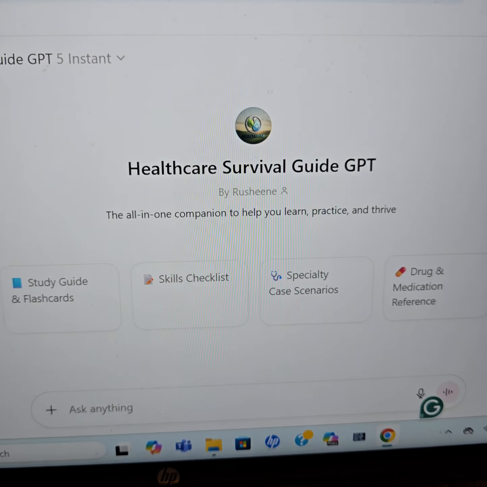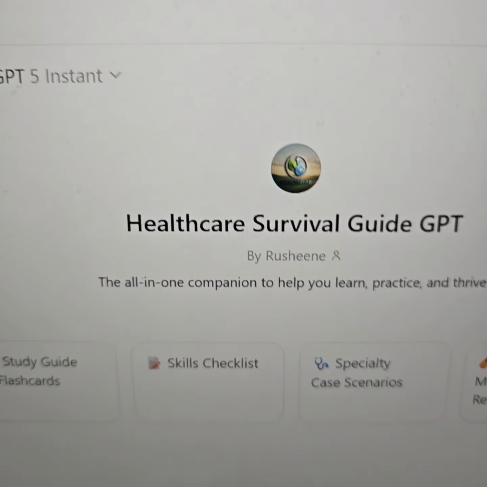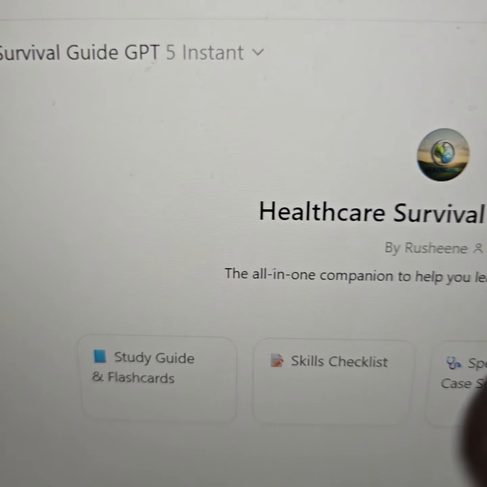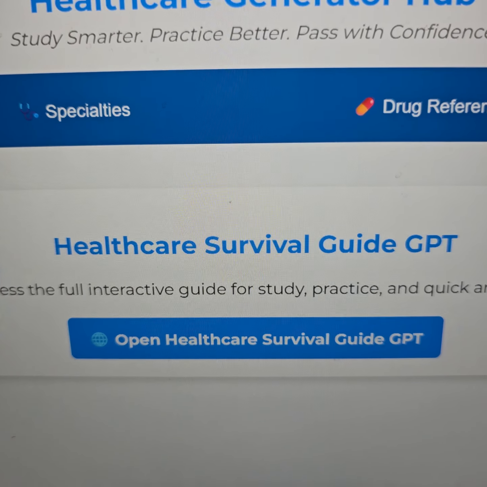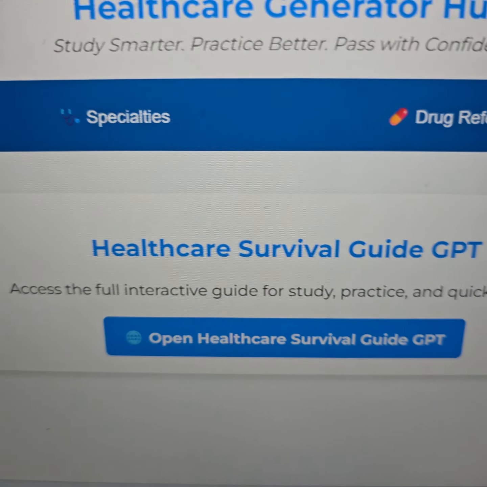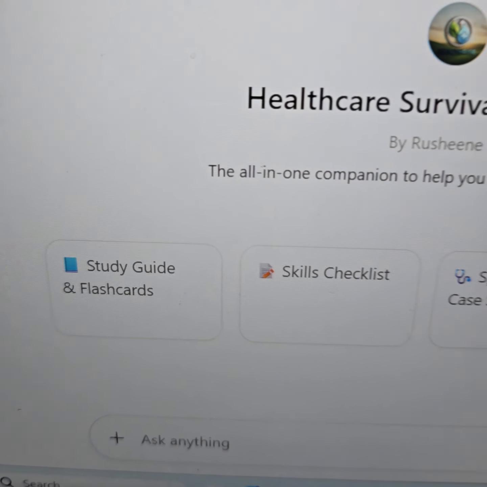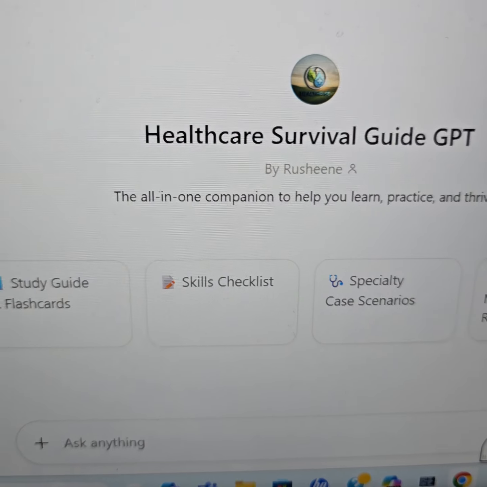This is the name of the nursing tool. These go hand in hand. The generator and the GPT go together. Now the generator, again, is really short. It's very simple. If you want more help, again, you click the button. It takes you automatically to the GPT. And this is what the GPT looks like.